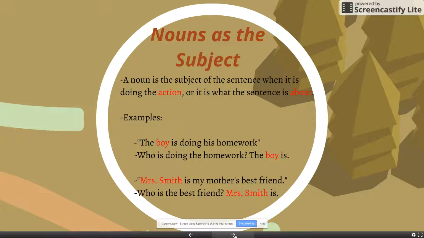The noun as a subject, as I said before, is the main function. It's who or what the sentence is about. It's what's doing the action. In my examples, the boy is doing his homework. So you ask yourself, who is doing the homework? And the answer is the boy, so he's the subject and a noun. Mrs. Smith is my mother's best friend. Who is the best friend? Mrs. Smith is.